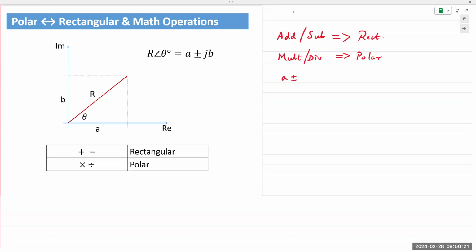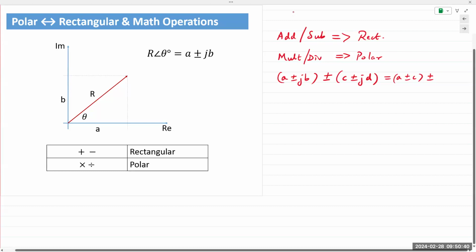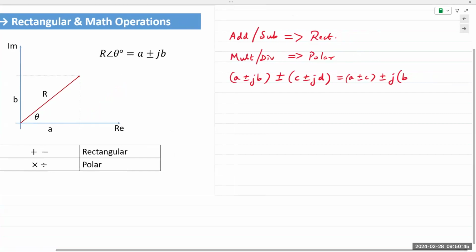So if you have A plus or minus jB, performing addition or subtraction with another, the real numbers add up. So it'll be A plus or minus C, plus or minus the imaginary. You would add or subtract the real components, and you would add or subtract the imaginary components.